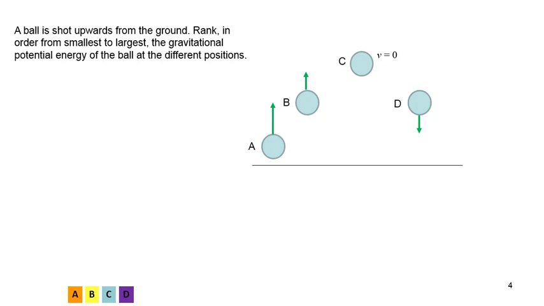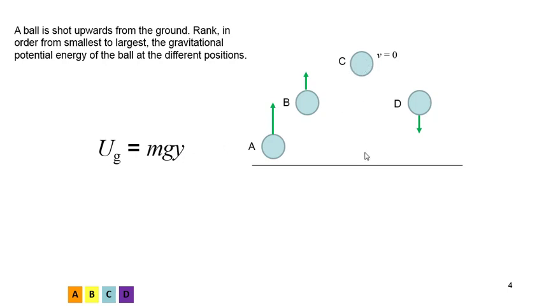So let's take a second, read through this, and try to figure out how to rank the potential energy of these 4 positions of this ball. So we want the smallest to the largest, and I can just recall my formula for gravitational potential energy. These are all the same ball, so they all have the same mass. We're on the same planet. We're all on Earth. So really we're just ranking which one is the highest.